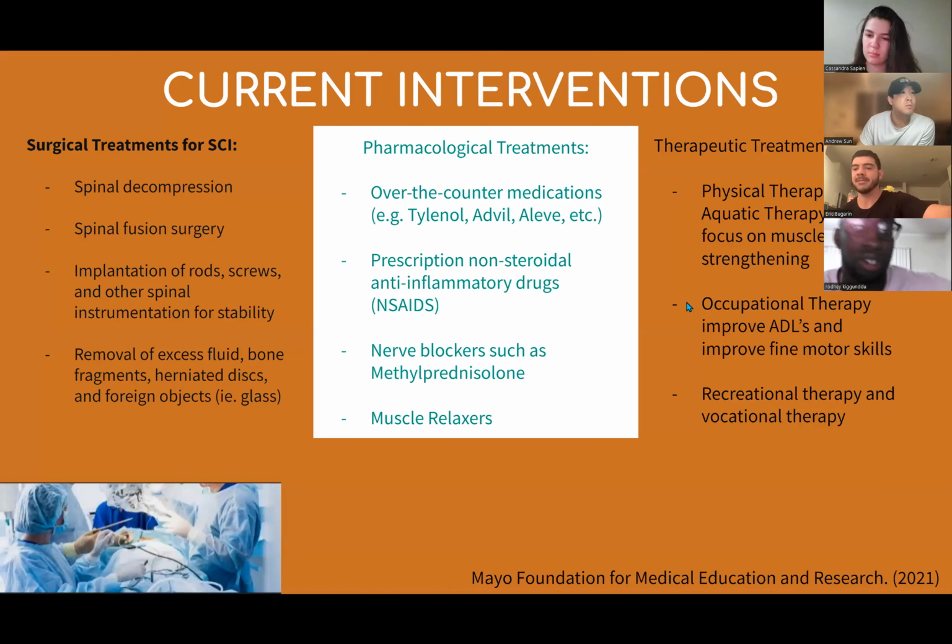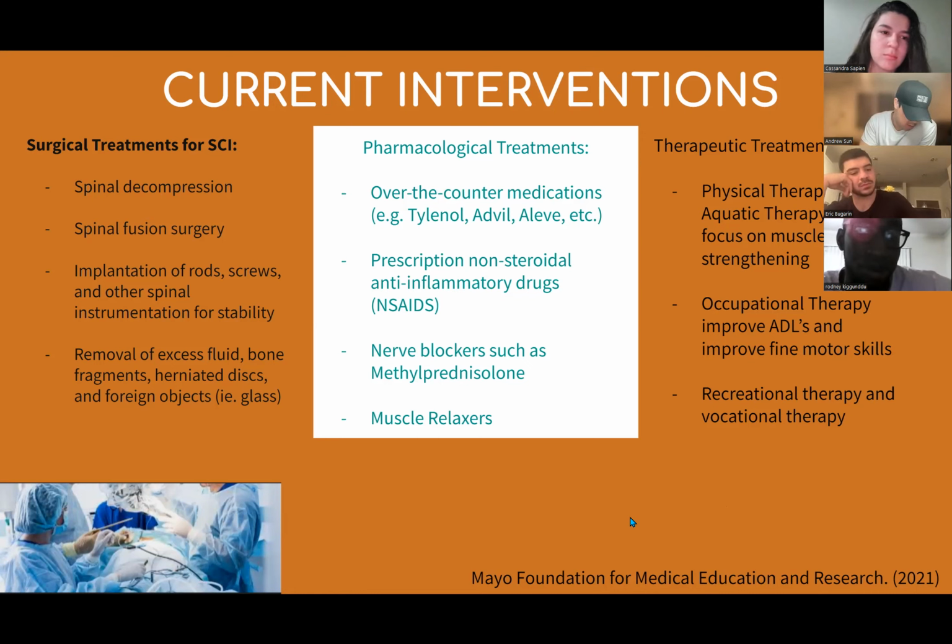Thank you, Eric. So I'm going to talk about the current interventions, and some of the surgical treatments that I found for spinal cord injury. One of them was spinal decompression. The other was spinal fusion surgery. And we found that during the surgery, they implant rods, screws, and other instrumentation for stability.